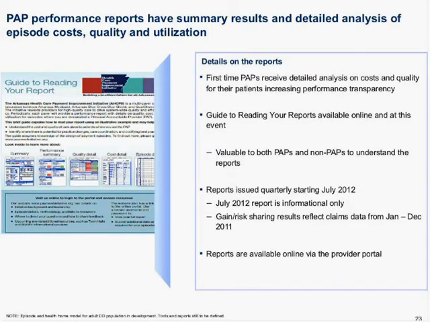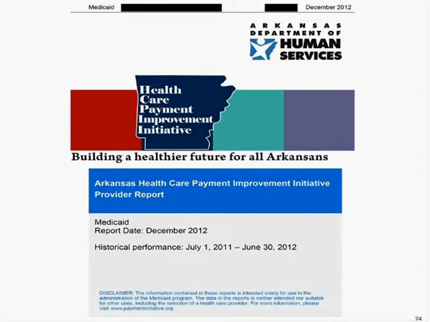Let's look at the reports. The first page will give you the dates of the report and the date ranges of the data included in the report. Please note the disclaimer at the bottom of the page, which states, the information contained in these reports is intended solely for use in the administration of the Medicaid program. The data in the reports is neither intended nor suitable for other uses, including the selection of a healthcare provider. Then it gives you our website for additional information.